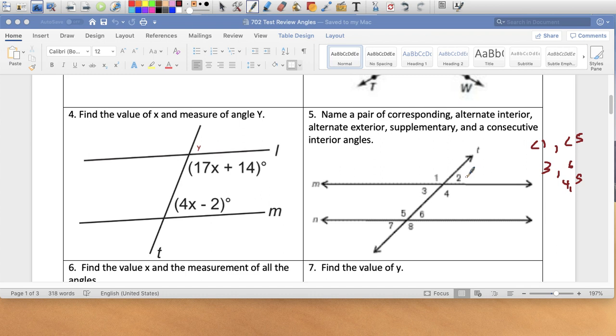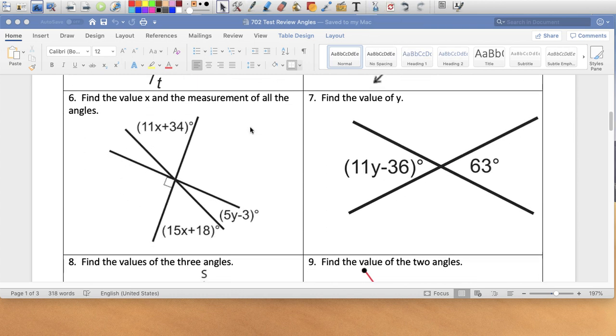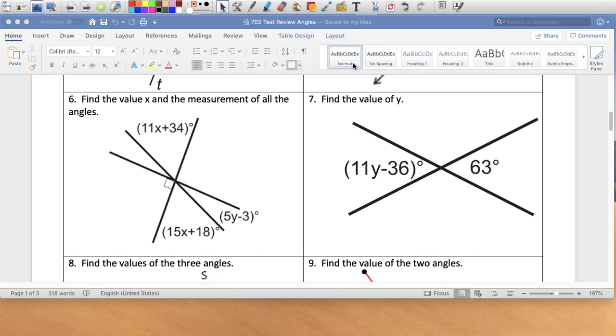Supplementary, 1 and 2, 1 and 7 are supplementary, 1 and 3 are supplementary, 2 and 4 are supplementary. Any two angles that add up to 180. Consecutive interior, 4 and 6, these two here, 4 and 6, and 3 and 5 would be the other pair. Okay, that's pretty simple. Find the measure of angle x and the measure of all the angles. Okay.